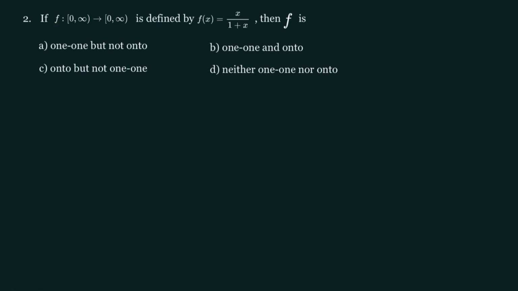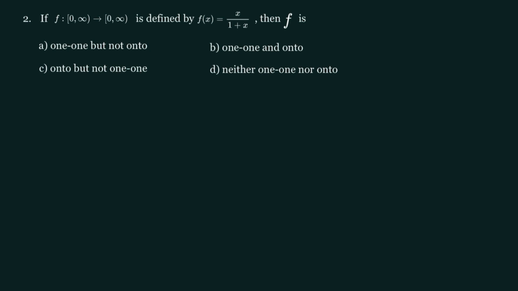There's a function from the set of positive real numbers to the set of positive real numbers. So here the domain is positive real numbers and the codomain is also positive real numbers. The function is defined as x divided by 1 plus x. Then we have to check whether f is 1-1 or onto or not.